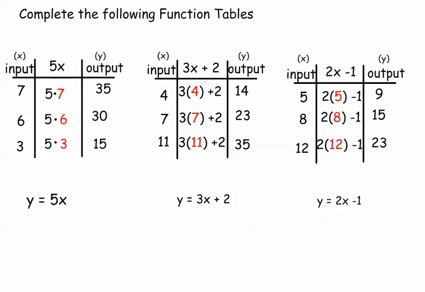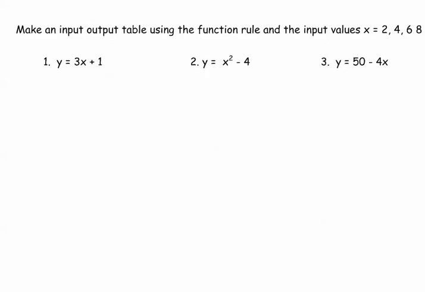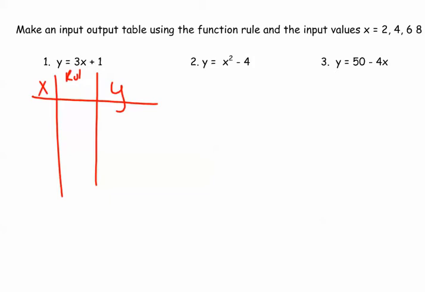All right, so let's see. You've got 3 to do. I want you to set up the charts. So remember, you're going to set up the chart. So you need 3 columns. This is my x, this is my y, and this is my rule. Okay, so my rule is 3x plus 1. All right, I'm telling you the x values, so you're just going to put them right here. So my x values are 2, 4, 6, and 8.